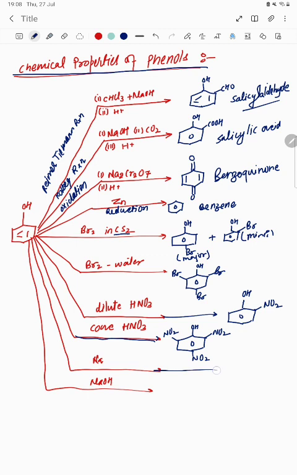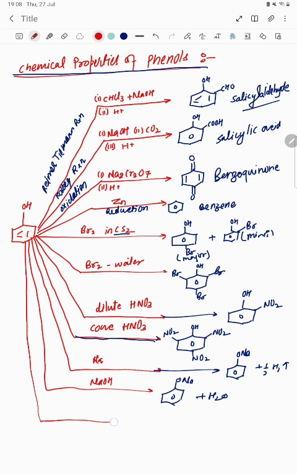If you are treating with sodium metal, it is going to give sodium phenoxide, ONa, plus half a molecule of hydrogen gas liberated. With NaOH, it is also a neutralization reaction, so it will again give ONa plus H2O. One more reaction is there, called the coupling reaction. You are treating phenol with diazonium chloride. This reaction is called the coupling reaction.